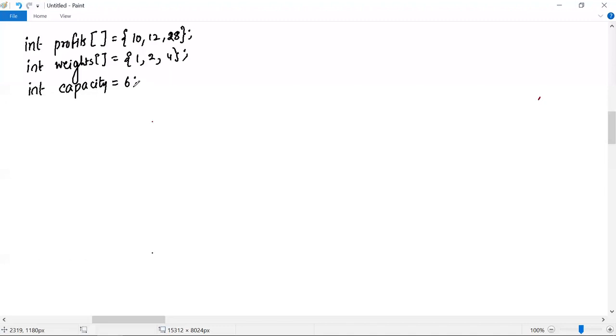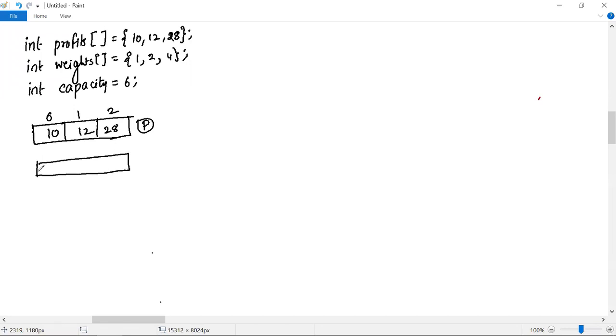Well, now we will visualize this in the form of an array. This is 0, 1, 2. I'm talking about the profit array: 10, 12, 28. And 1, 2, 4 with indices 0, 1, 2. This is your weights. And we know the capacity is 6, right? Now we have a knapsack like this. Let me draw below this so that it will be easy for me.